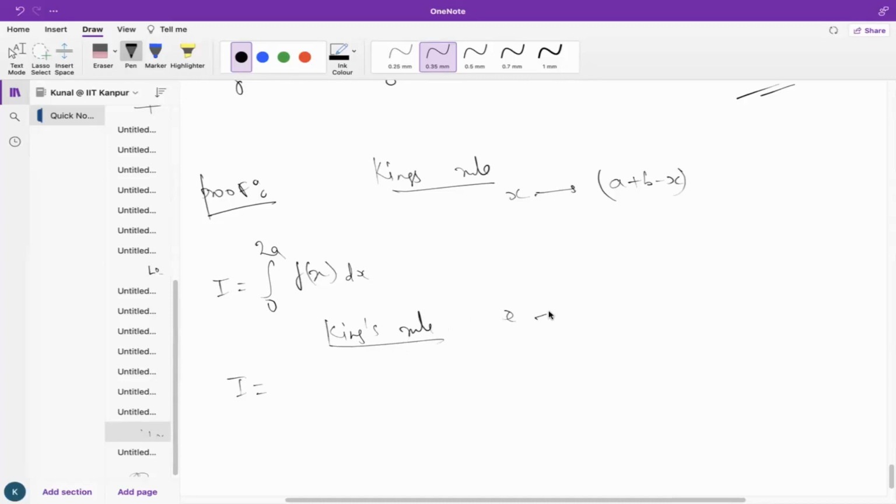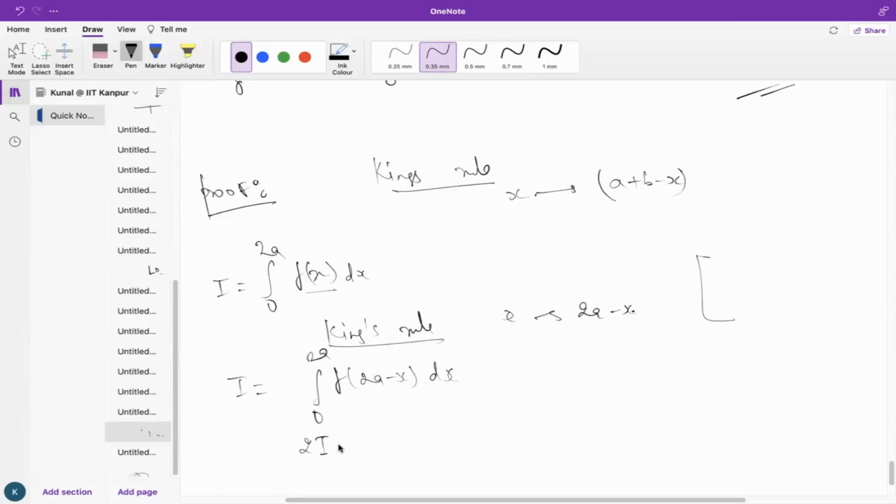So we have to replace x by 2a minus x, right? So it will be f of 2a minus x dx. So our limit also changes. We have to see the limit variation and replace it also. So when x is 0, it will be the same, right? Now add both of the equations.